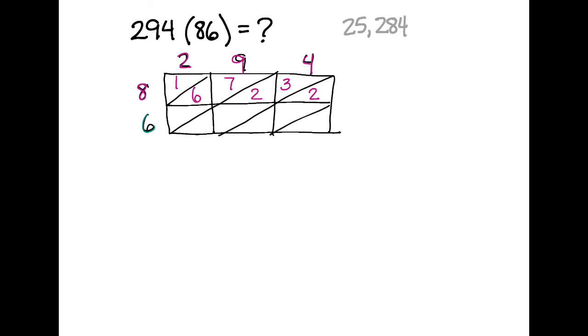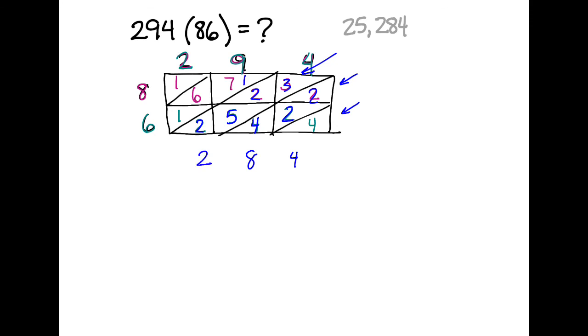Okay, 6 times 2 is 12. 6 times 9 is 54. And 6 times 4 is 24. Okay, now we're going to add the columns. So we have a 4 from that one. This one we have 2 plus 2 is 4 plus another 4 is 8. This one we have 3 plus 2 is 5 plus 5 is 10 plus another 2 is 12.